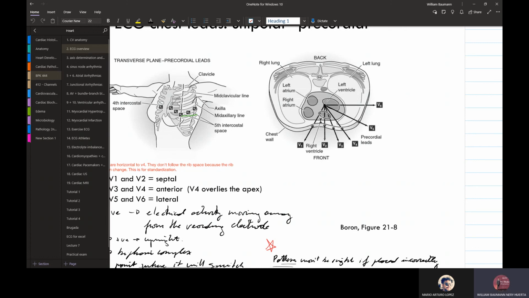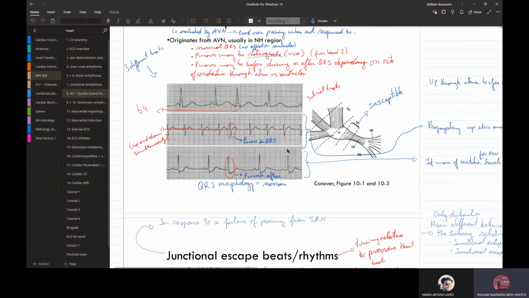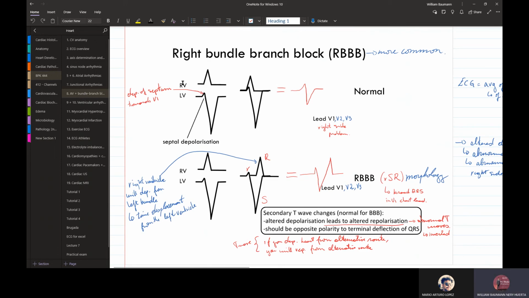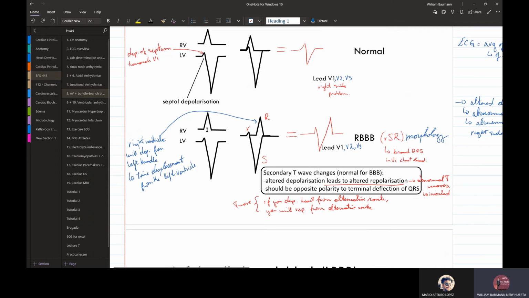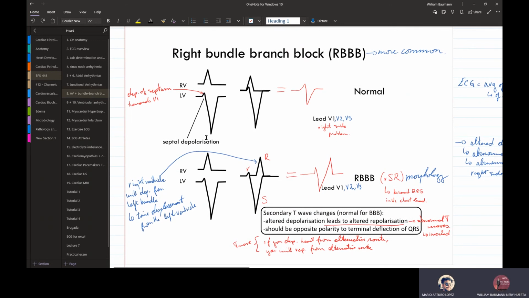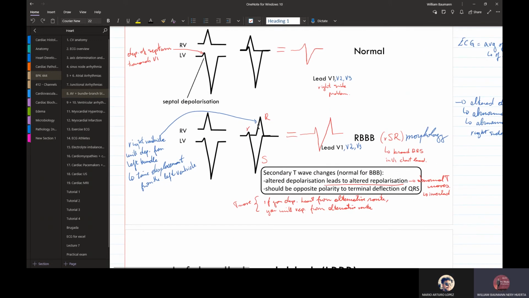So here is V1, exactly through the septum. As we go back, we're going to see that the right ventricle and the left ventricle depolarization at V1 gives you this characteristic QRS. This is normal. What you're going to see on a right bundle branch block is this. From here, you go to this. So you see an R that is bigger. The R in the QRS is going to be bigger, and it's going to pop out at the end.